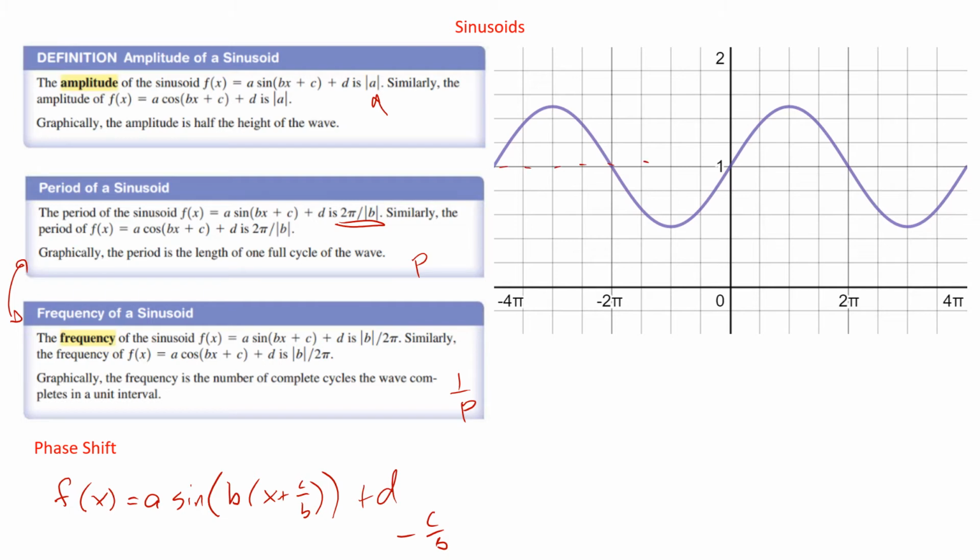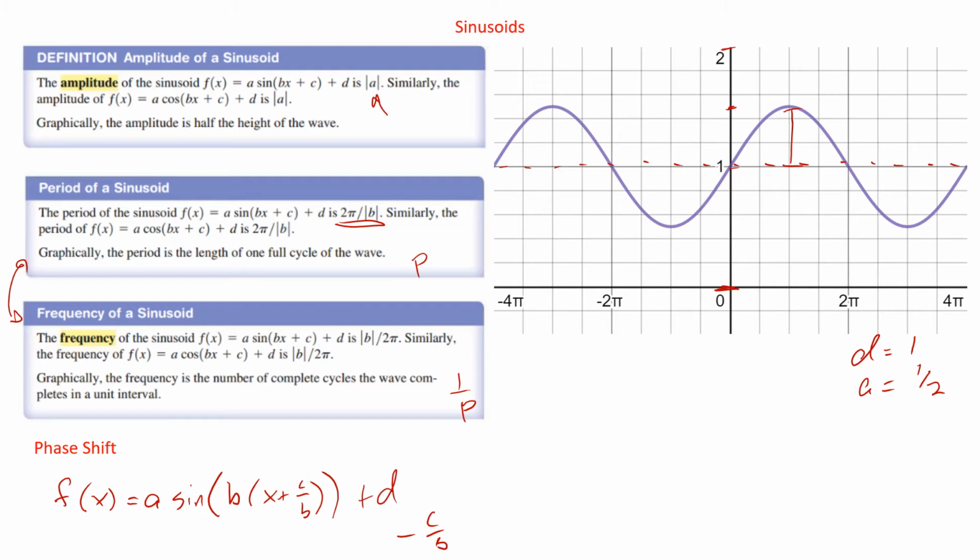So the first thing I look for is, where's that center line? This center line is at 1. That's that vertical translation, because the center line usually is at 0. Now it's at 1, so we know that D has to equal 1 because we've gone up 1. We can look at the amplitude. The amplitude is going to be this distance, going from 1 to 2, so it's halfway in between. So the amplitude is 1/2.